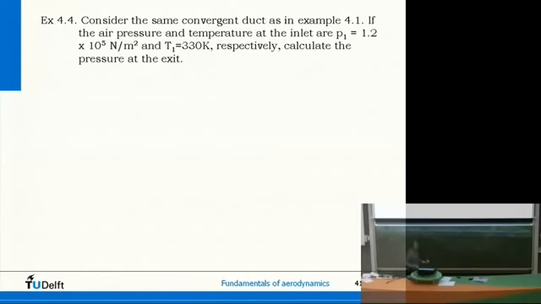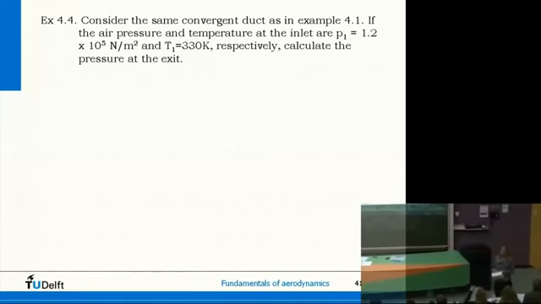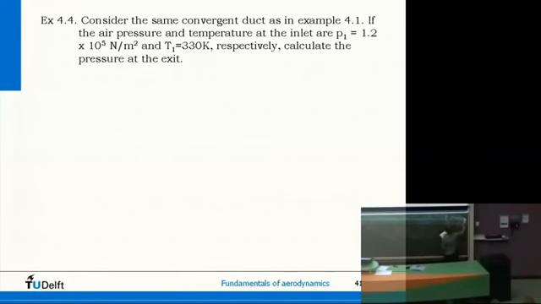So this is example 4.4 from Anderson. And the question is as follows. So we continue with the convergent duct. We just did the simple converging duct. But now there's more given. Inlet pressure, inlet temperature, and the question is exit pressure. So that was this converging duct, right? With a certain A1, V1, A2, V2. But now we also have P1, T1, and the question is P2.